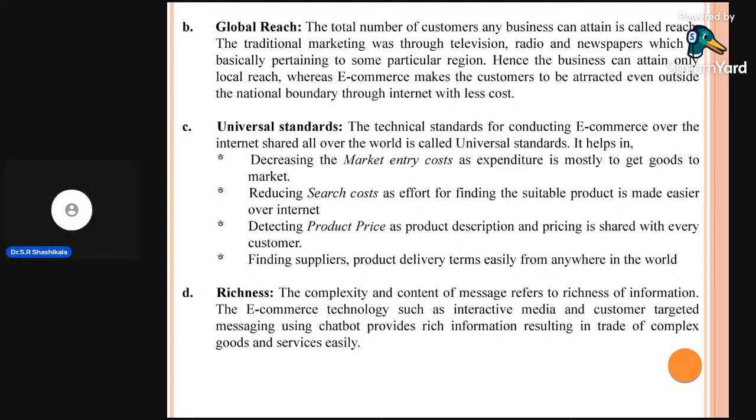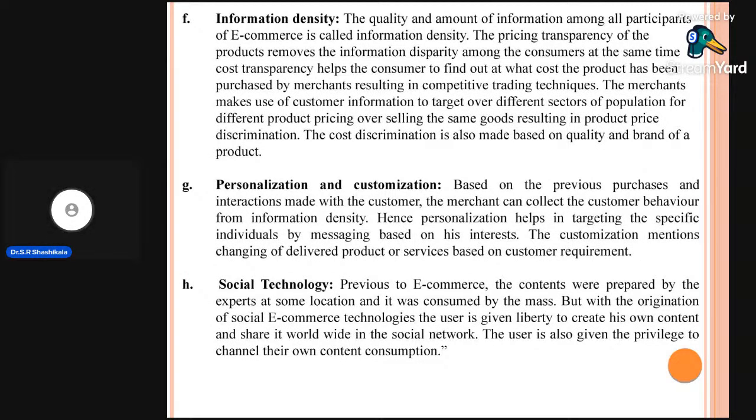Now the next feature is richness. Richness is the complexity and the content of the message, which is referred to as the richness of information. Rather than face-to-face communication, where a company representative gives the details of the company and its products to the customers, in e-commerce we are supposed to attract the customer towards our products just through information. So to give good knowledge about the company and the product, e-commerce practitioners give a huge amount of information, or any type of complex information, to the receiving end. That is why it is known as richness.